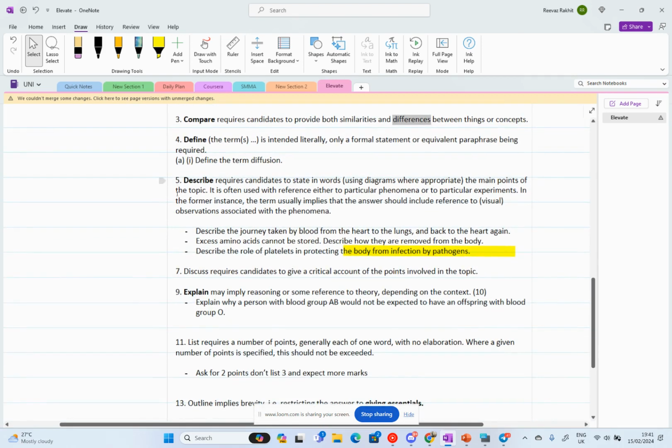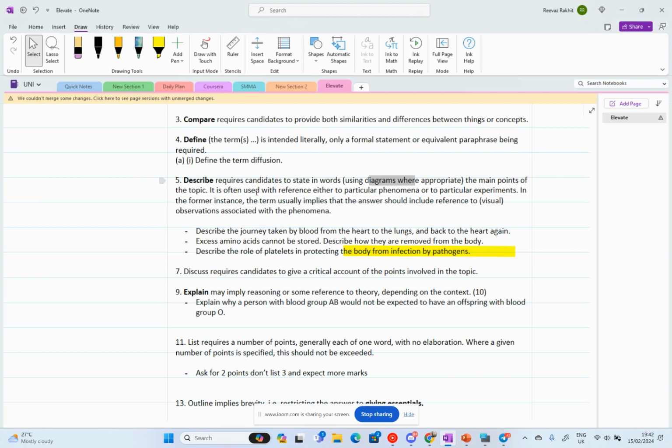Don't lose it. Now, describe comes a lot. As you read this thing, it's so wordy, you don't even know what's going on. There's particular phenomena, visuals, diagrams where appropriate, and you're just like, what the heck do I do? Don't worry, it's quite simple. You just have to, more or less, I wouldn't want to use the word explain, but you just have to state in words how a particular phenomenon happens.